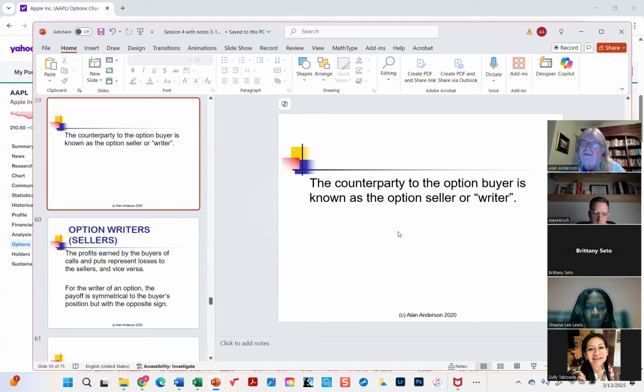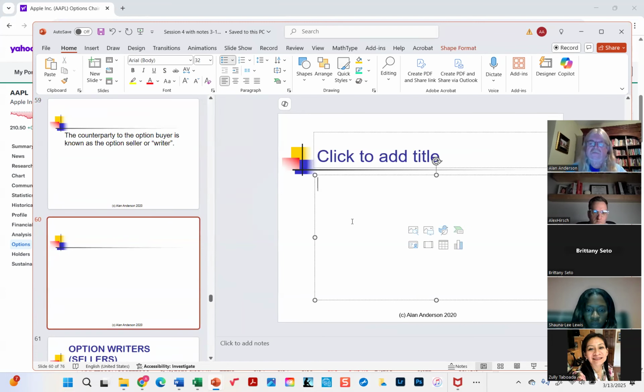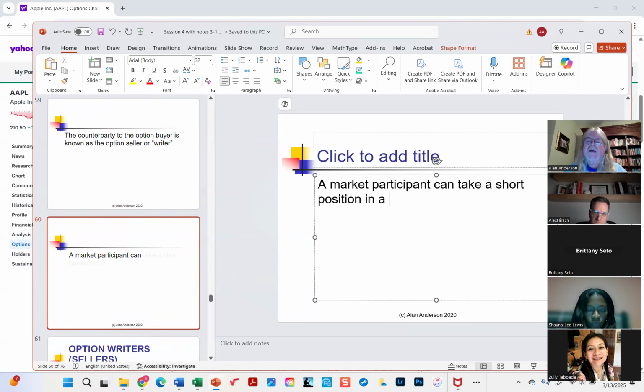Same thing is true with the futures markets. With options, you can actually take a short position in an option, which means that in effect, you're selling something that you don't own. So a trader or any market participant can take a short position in an option.